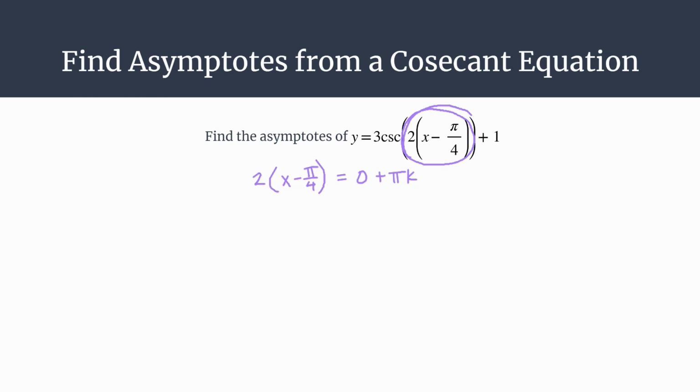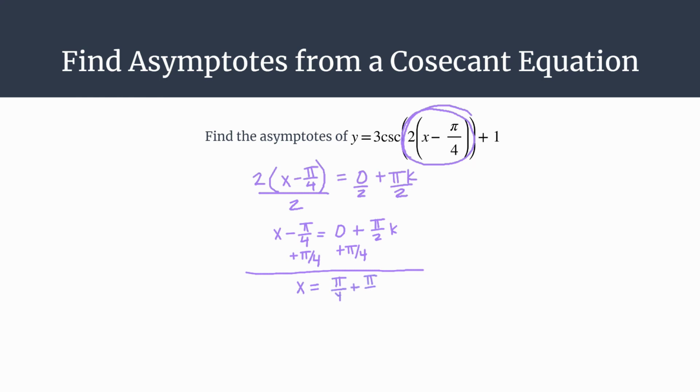Now that we have the setup, all we need to do is solve for x. So with this setup, it makes the most sense to divide both sides of the equation by 2 first. Make sure you divide every term by 2. On the left, we have x minus pi over 4, and on the right, we have 0 plus pi over 2 k. And now we can finish up by adding pi over 4 to both sides. Notice that we're only adding pi over 4 to 0 here. The pi over 2 k is not a like term to that one, so it stands on its own. All right, now we're left with x equals pi over 4 plus pi over 2 k.